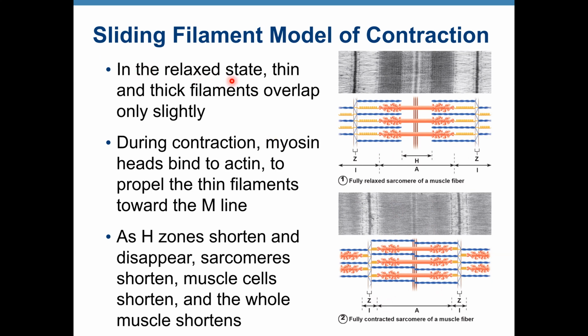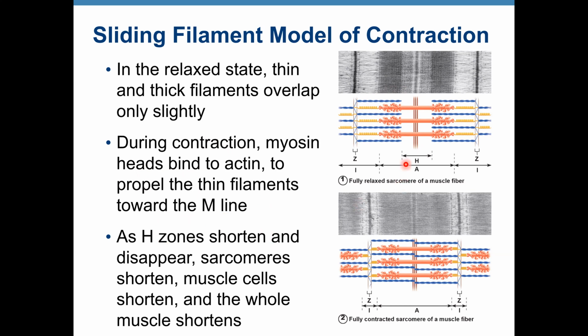So in the relaxed state, thin and thick filament overlap only slightly, right? So here's our overlapping area. During contraction, myosin heads bind to actin to propel the thin filaments towards the M line. So it's pulling this thin filament towards M line.